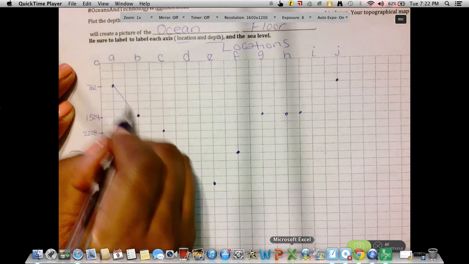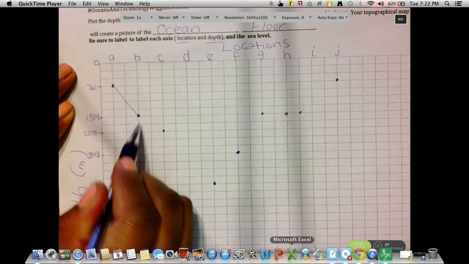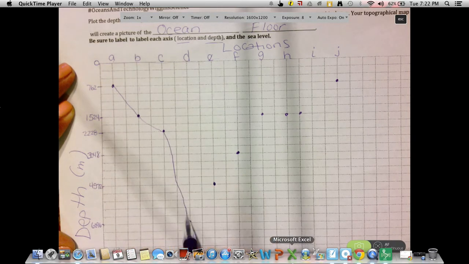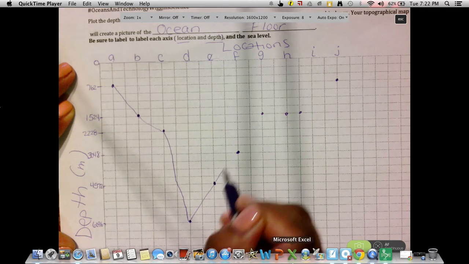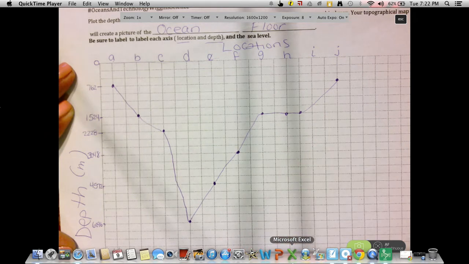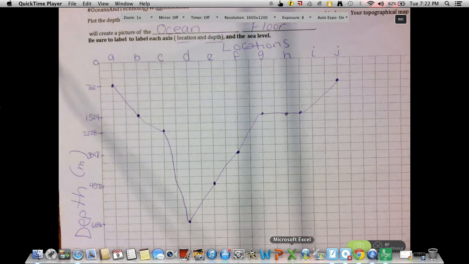So A to B, B to C, and continue on. You don't need a ruler. Now when you look at it, it just looks like a line graph. But remember, this is a topographical map, so we are mapping out a two-dimensional picture representing a three-dimensional land structure.